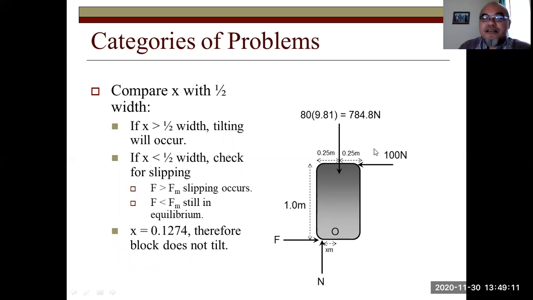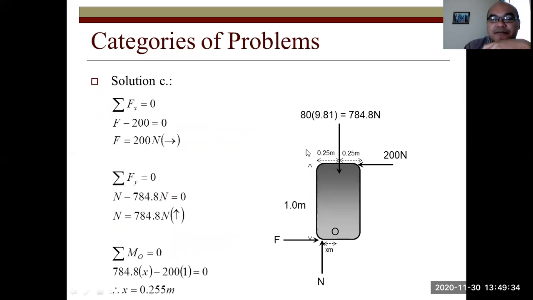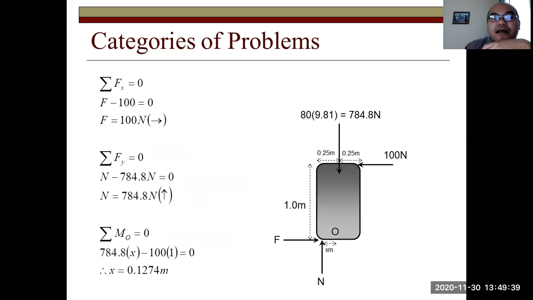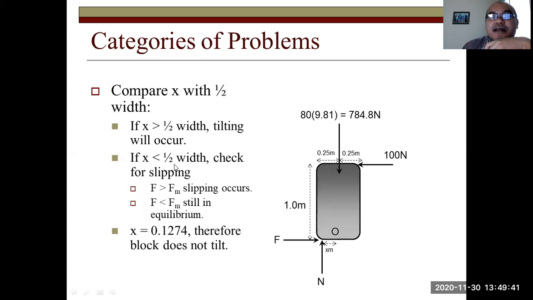Since it is within that width, it is still in equilibrium and does not tilt. If x is above this half width, 0.25, tilting will occur, so it will fall from the upper part downward. If x is less than half of the width, we check whether it will slip or not.